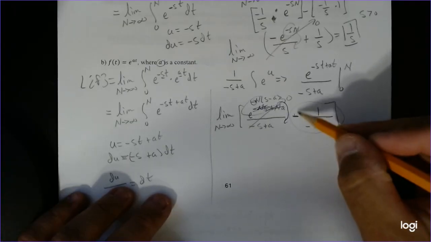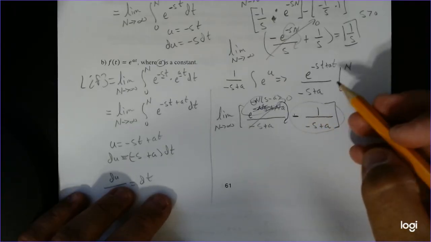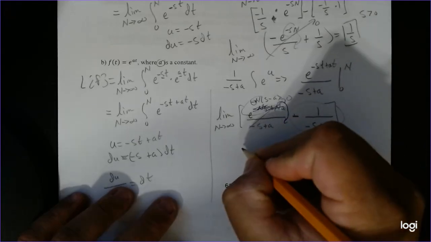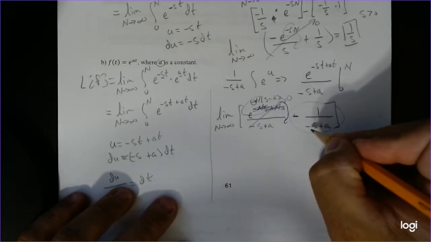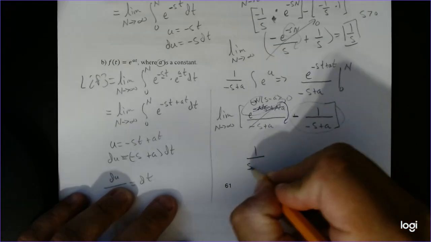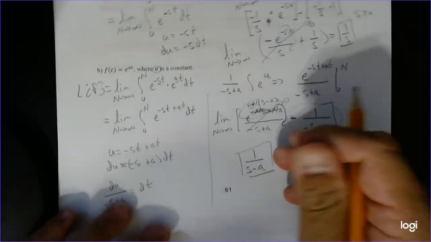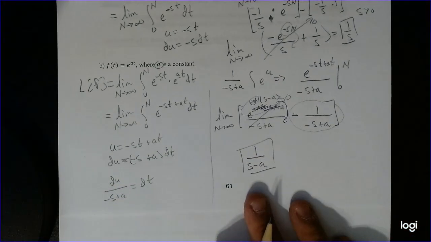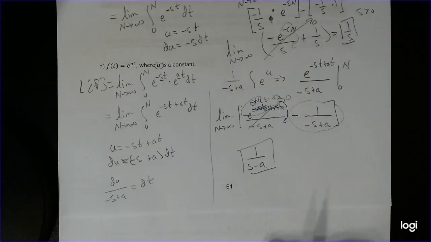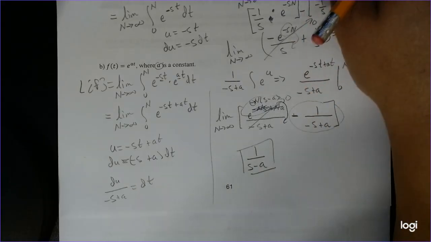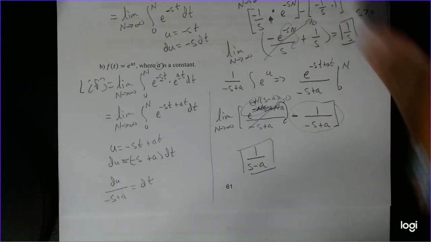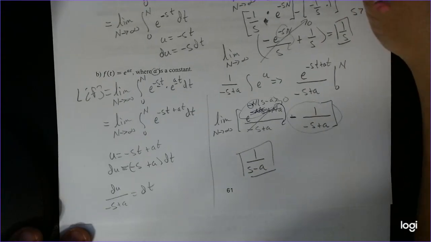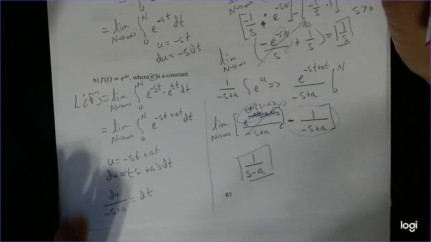Alright, so make this a little easier. Minus minus makes positive. So this ends up being s minus a. Alright, so again, not too bad, right? Just a little bit of work remembering the limits.